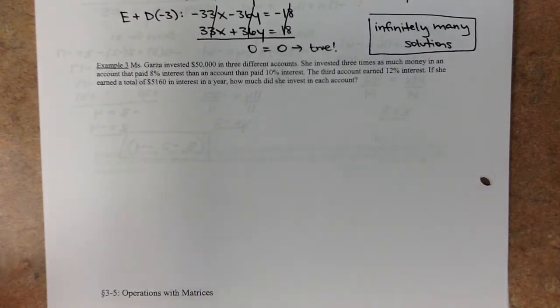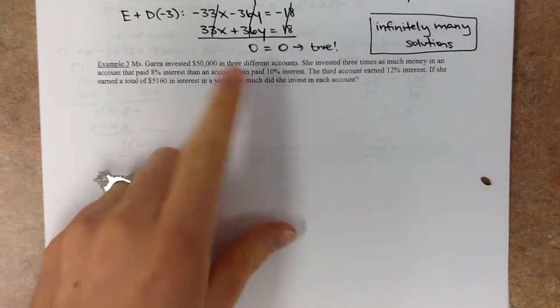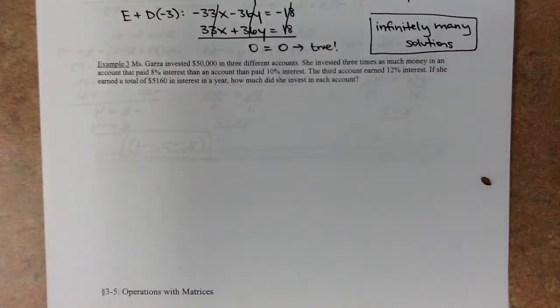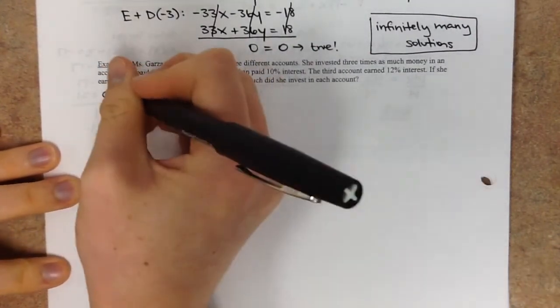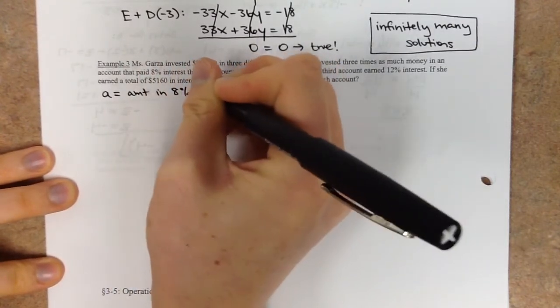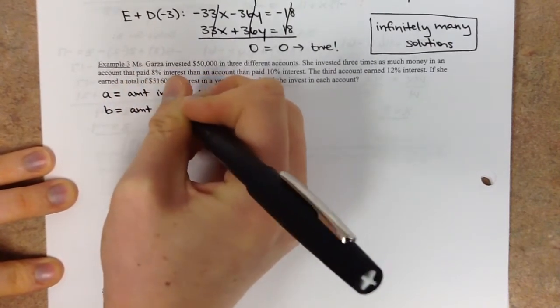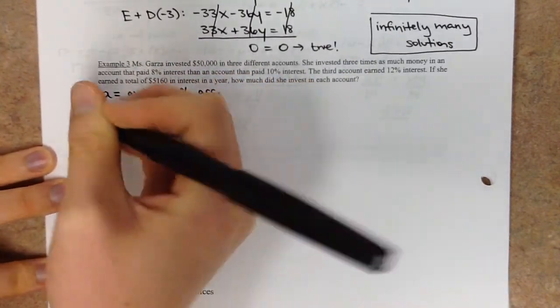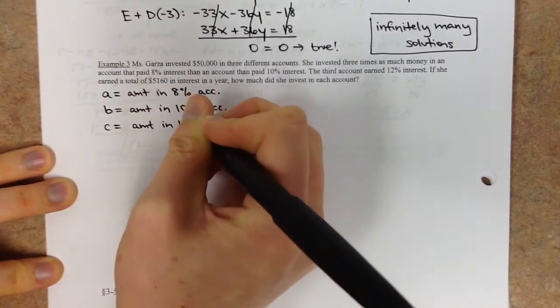So when I have you guys doing story problems, as I'm walking around, one of the things I instruct you to do is to figure out what the unknown quantities are. What quantities do we need to know? So this is how much did she invest in each account? We need to know how much did she invest in the 8% account, how much in the 10%, how much in the 12%. So let's set up our variables. A is the amount that she invested in the 8% account. Let's say B is the amount that she invested in the 10% account. And we'll say C for the amount that she invested in the 12% account.